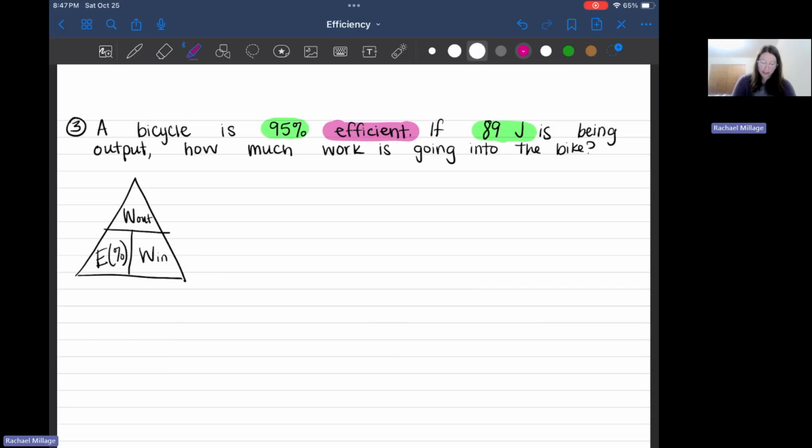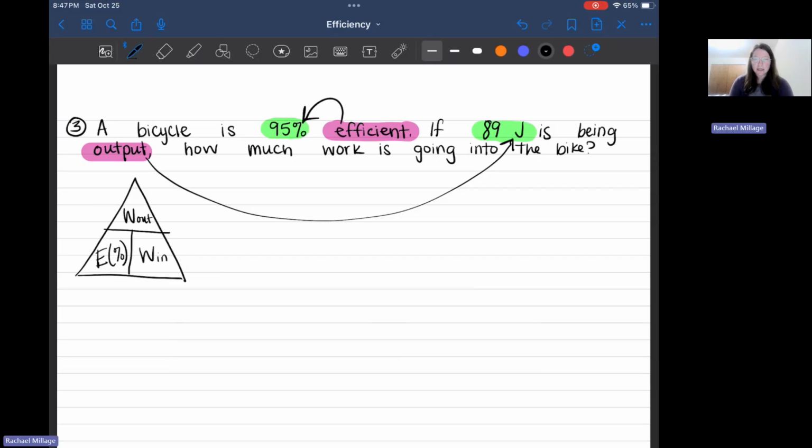Efficient is my context clue here. Output is my other context clue. So efficient goes with the 95%. Output goes with that 89 joules. So this must be our W out, and this must be our efficiency as a percent. So then what am I looking for? It says how much work is going into the bike. So this must mean I'm looking for my W in.